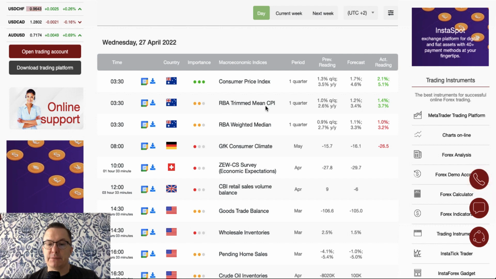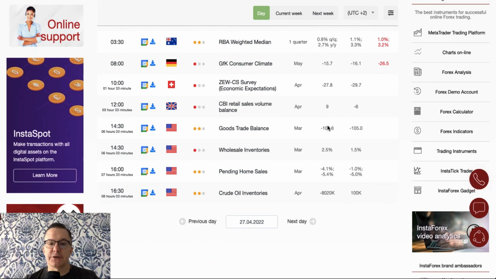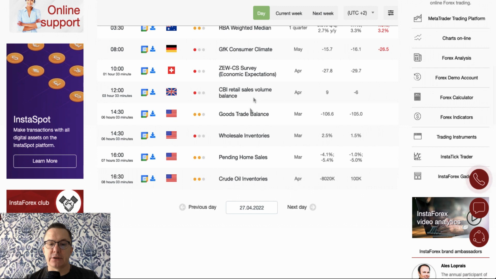Trimmed mean CPI beats the expectations as well, and the weighted median is about equal to the previous reading. During the London session, there is not much data scheduled for release. We got only GFK consumer climate from Germany, which is now deteriorating fast to minus 26.5%. During the New York session, we got trade balance, wholesale inventories, and pending home sales data.